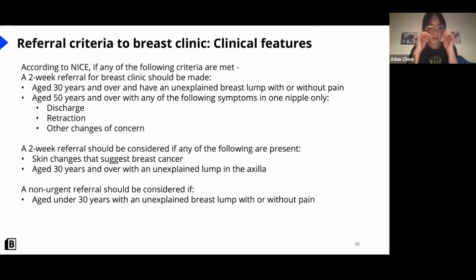The other points are considering a referral for skin changes that suggest breast cancer, or age 30 and over with an unexplained lump in the axilla. Or you can make a non-urgent referral if they're age 30 and over and have an unexplained breast lump with or without pain. I think the first paragraph should definitely be drilled into your minds for exams. That's really important.